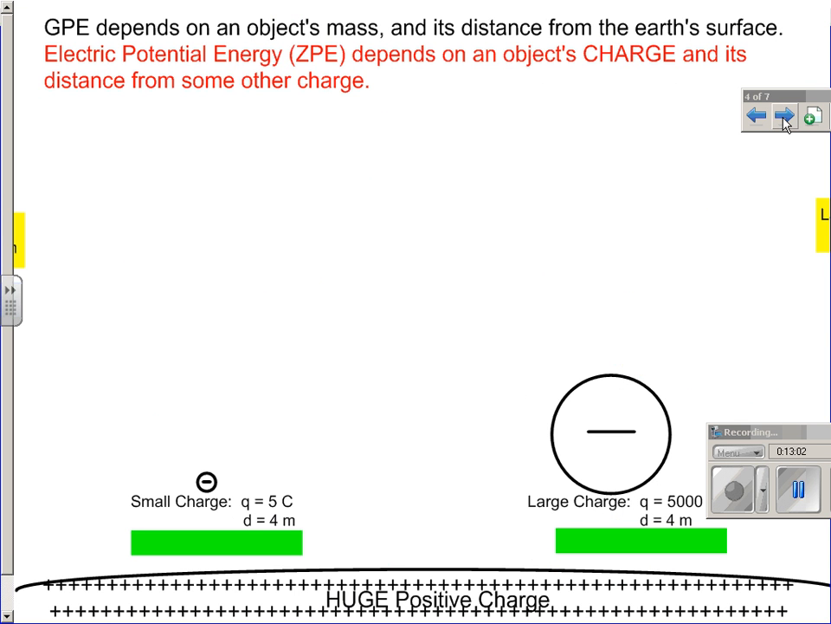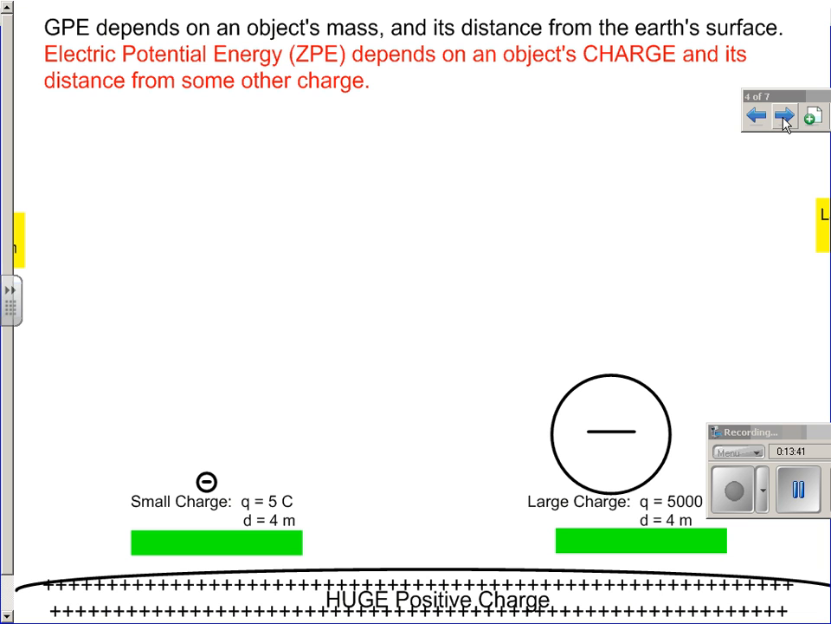Moving on. Gravitational potential energy depends on the object's mass and the distance from the Earth's center. So that's a review of what we just finished talking about. What we're doing now is starting to learn what this all has to do with electricity. Electric potential energy, EPE, depends on the object's charge and the distance from some other charge. In the last example, the mouse had mass that was attracted to the Earth's mass, because we were talking about gravity, which depends on mass. Now we're talking about electricity, which depends on charge.